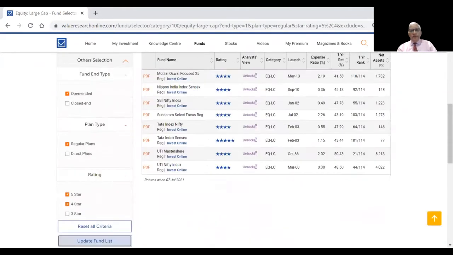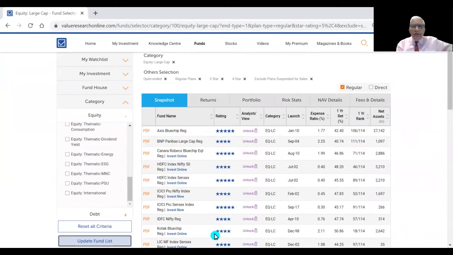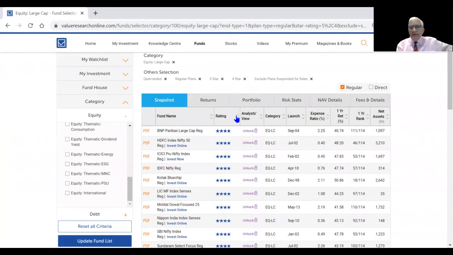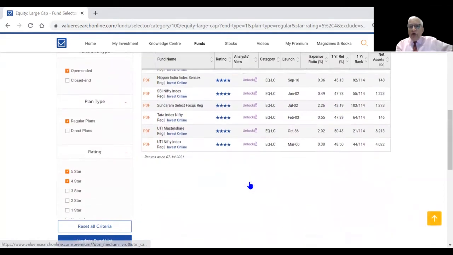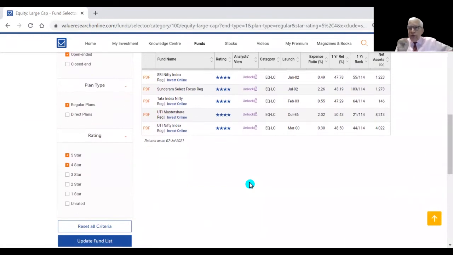Now see what has happened on the page. All funds rated only 5-star and 4-star are reflected here. You can arrange these funds in increasing or decreasing order of stars. If I click on rating once, 4-star is at the top. If I click a second time, 5-star is at the top. So out of large cap equity funds, how many of them are in the 5-star category? 1, 2, 3, 4, 5, 6. Only 6 funds are in the 5-star category. The rest are all 4-star, because we have chosen only 4-star and 5-star.